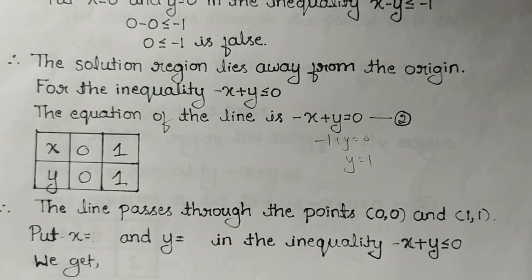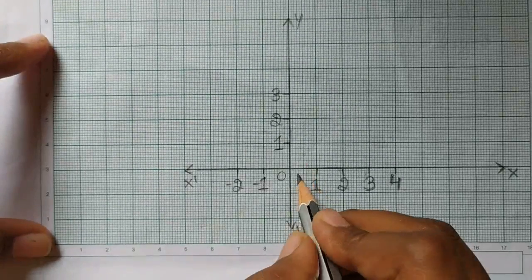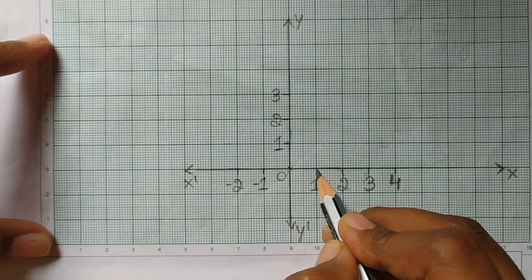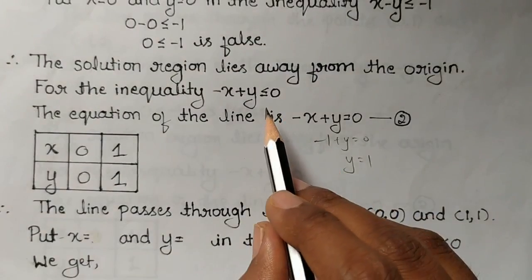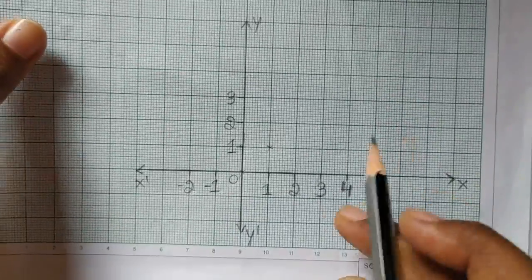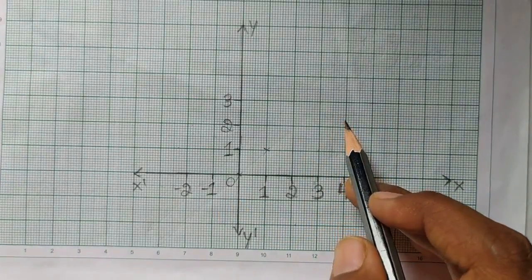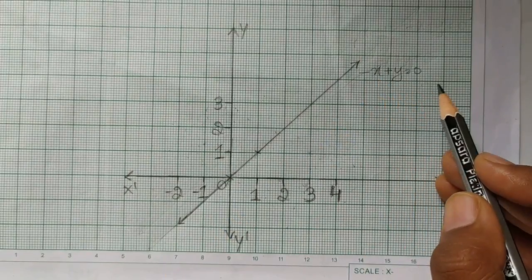The points are 0, 0 and 1, 1. The inequality contains the equality sign also, so I draw a solid line passing through these points. This is the line and I have written its equation.